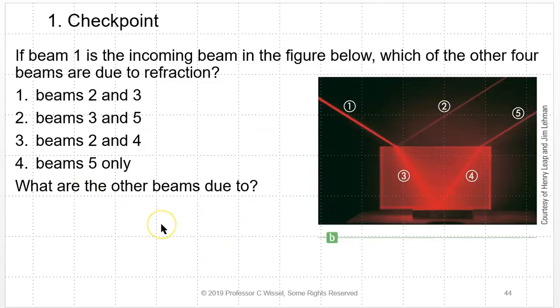Okay, now checkpoints should also be answered at home in your notebook. Then when you come to view the lecture video, come to class, you want to review these things and check to see if you got them right.